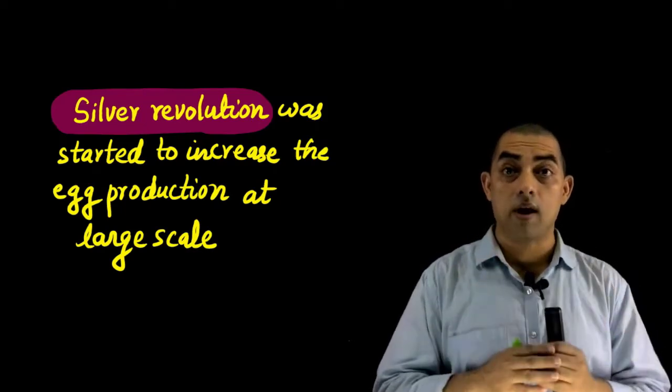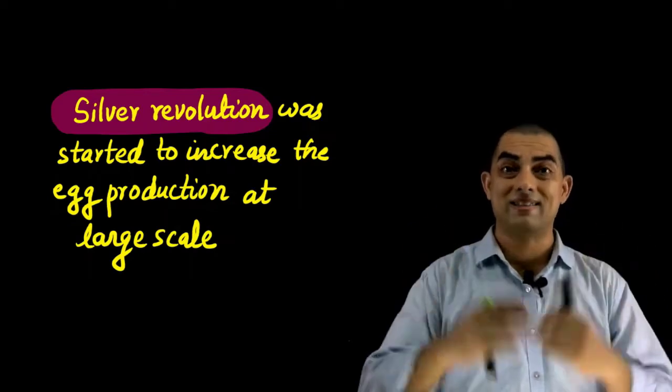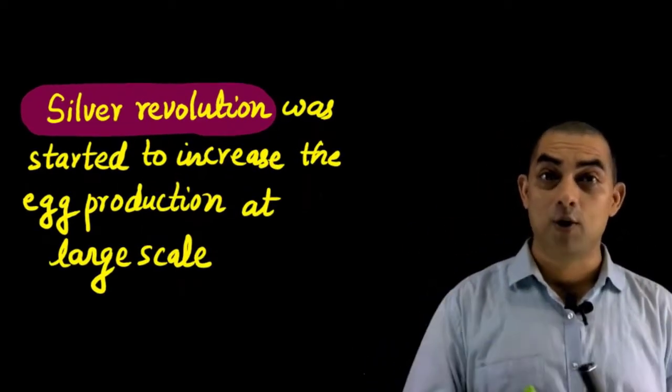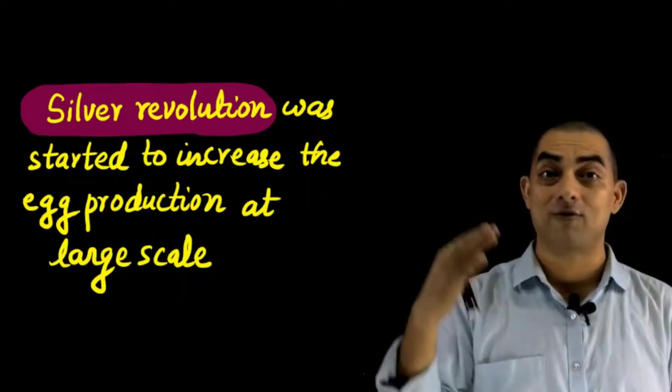You must be knowing that the silver revolution was started to increase egg production on a large scale. Like you have the green revolution, right? For crops, we have got the silver revolution for the production of more number of eggs.